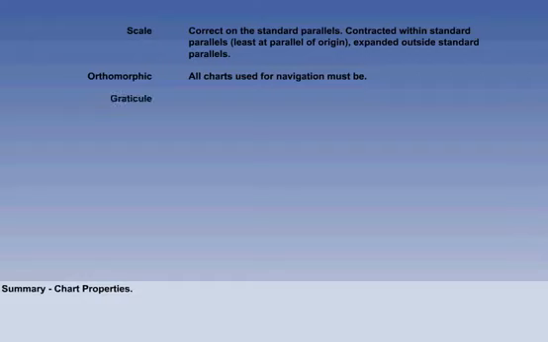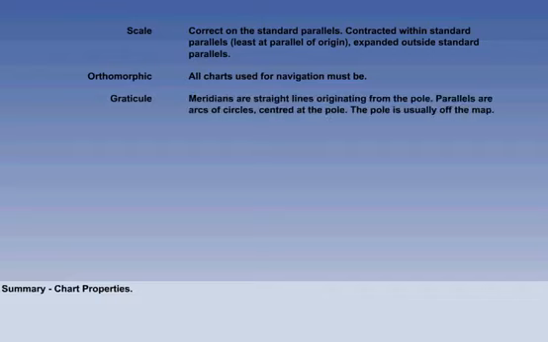The graticule is fairly straightforward. Meridians are straight lines originating from the pole. Parallels are arcs of circles centered at the pole. The pole is usually off the page.